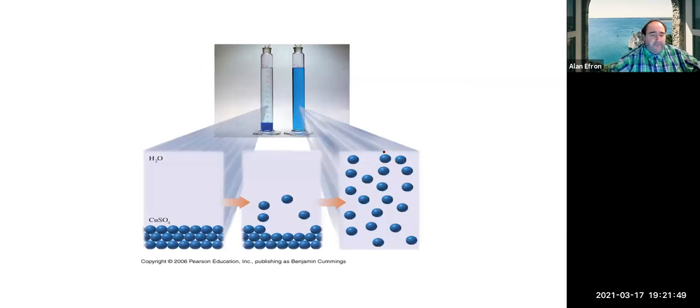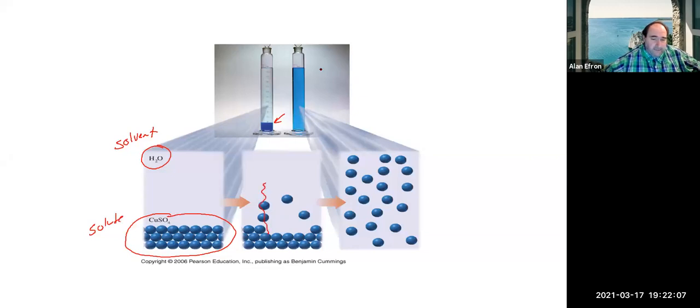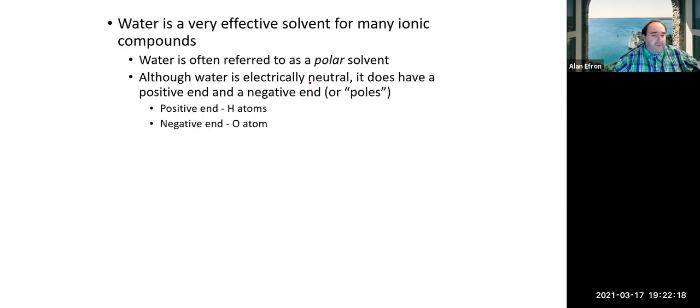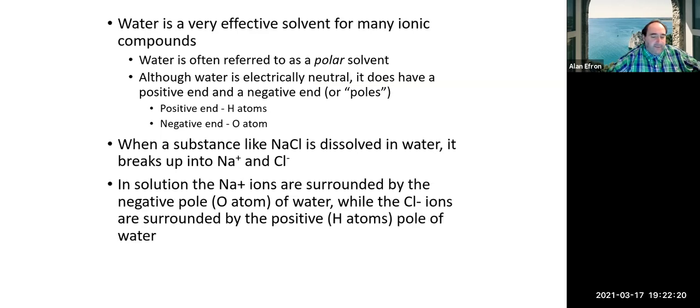Here's an example. If we take some water, which in this case would be the solvent, and this would be our copper 2 sulfate, which is the solid, the blue pieces there on the bottom, that would be our solute. When we mix them together, basically all the solid dissolves and we get this nice blue solution, which is aqueous at that point. Water is a really effective solvent.